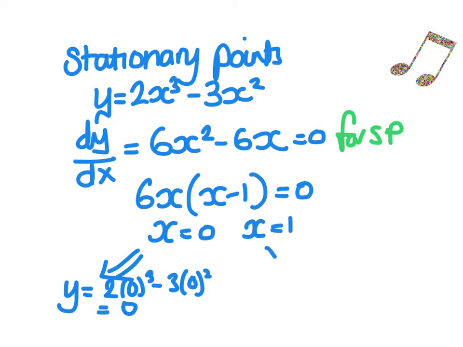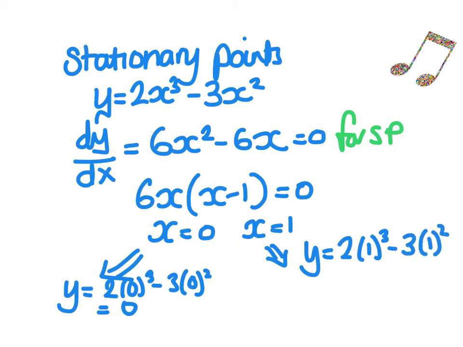And when x is equal to 1, y is equal to 2 times 1 cubed minus 3 times 1 squared, which is 2 minus 3, which equals minus 1. So the 2 points that I have are 0, 0 and 1, minus 1.